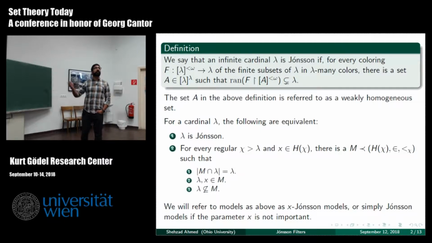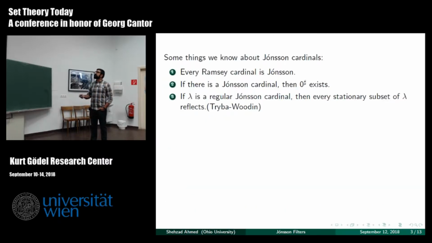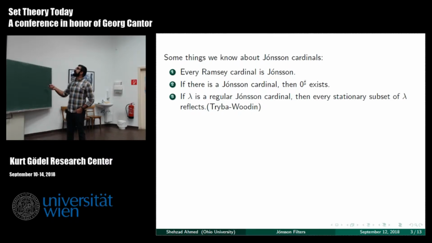So instead of just saying a model that satisfies all these conditions, I'm going to use some shorthand and just call them Jónsson models. Sometimes I might say an x-Jónsson model if I need to refer to a particular parameter x. Okay. So just to give you an idea of what we know, some properties of Jónsson cardinals: Jónssonness sits between measurability and zero sharp exists in terms of consistency strength. So it's in that weird gap area where most cardinals defined by partition relations exist. There's also a nice little result that if lambda is a regular Jónsson cardinal, then every stationary subset of lambda reflects. So this immediately tells us that, for example, successors of regular cardinals cannot be Jónsson.